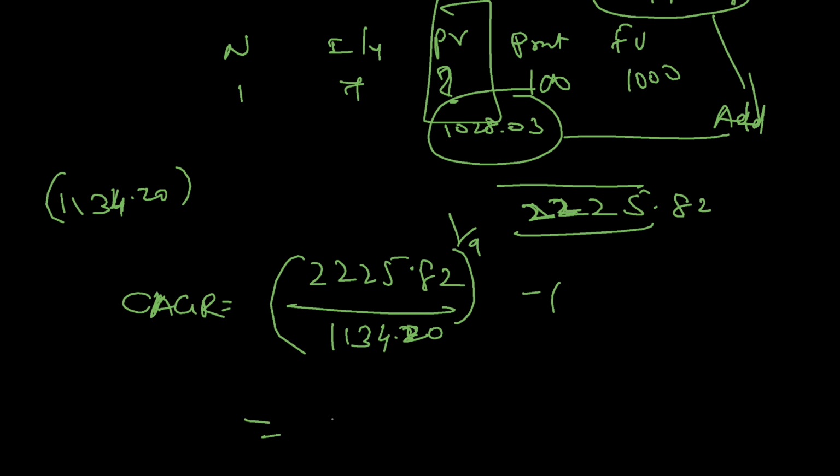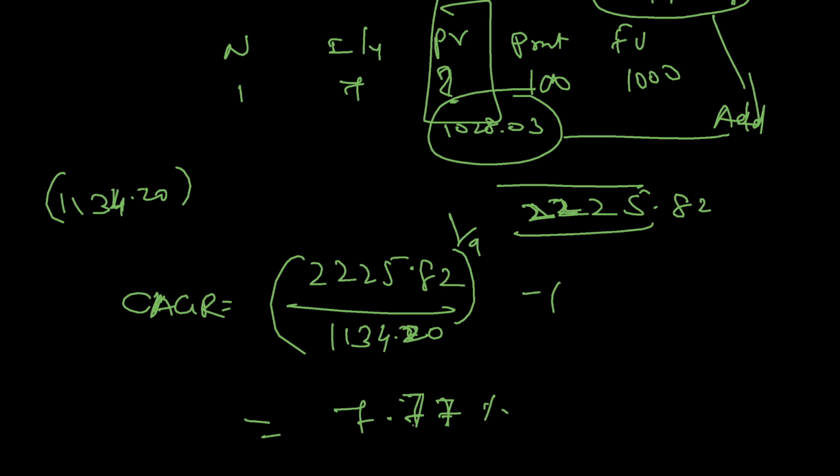So 1 by 9 comes to 0.1111. Now 2225.82 divided by 1134.20, Y raised to x, recall 0.1111, and then I will do minus 1. When I calculate all this, I get 7.77 percentage.